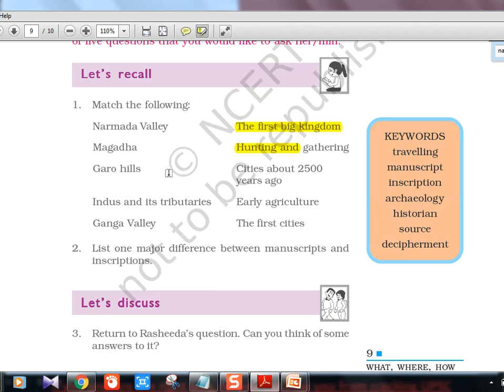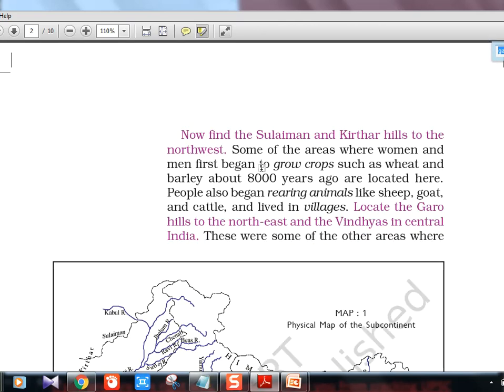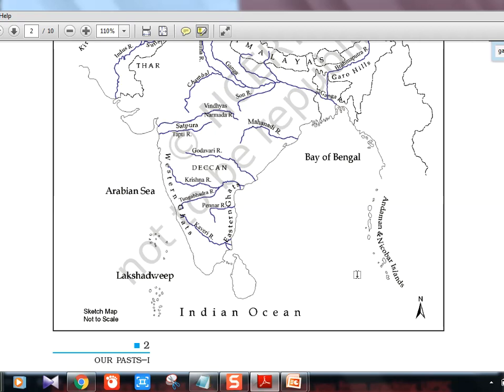Garo Hills, I think somewhere while scrolling down I had noticed, Garo Hills is for early agriculture you can tell. Then the Indus and its tributaries, the first cities, I told about 4,700 years ago, and Ganga Valley cities about 2,500 years ago. We have seen this. Garo Hills alone, I will try to search again, I think I missed it while scrolling down. Same place where we were discussing the Vindhyas, Garos also was mentioned, Garos to the northeast and Vindhyas. So here early agriculture was there. Garo Khasi Jaintia is in the Meghalaya region, where the funneling effect of mountains is there, and that is why heavy rainfall is there. That I have covered in geography.